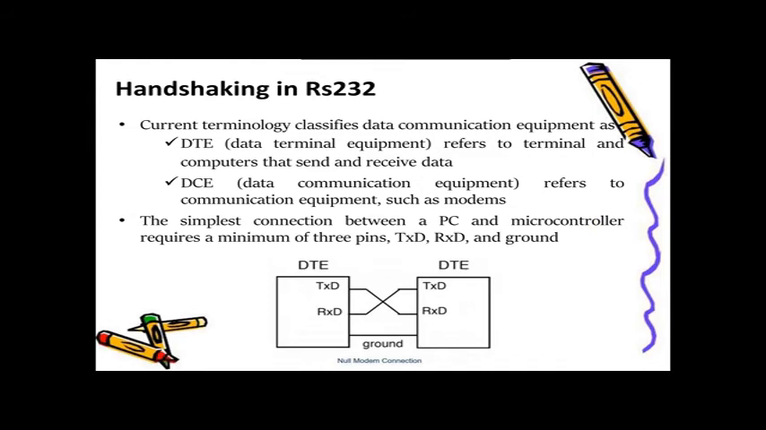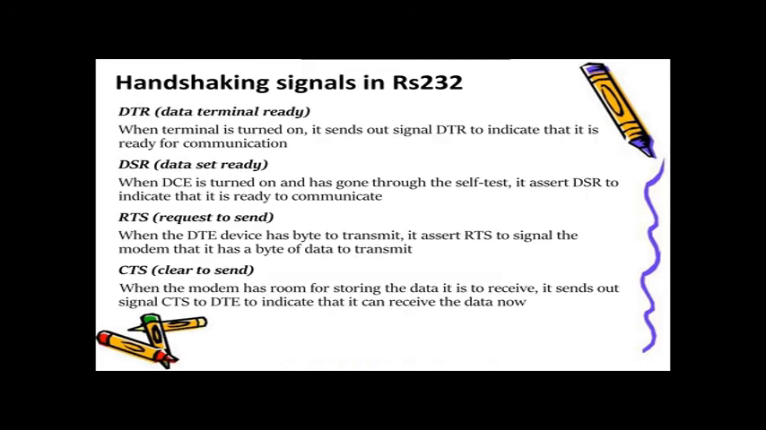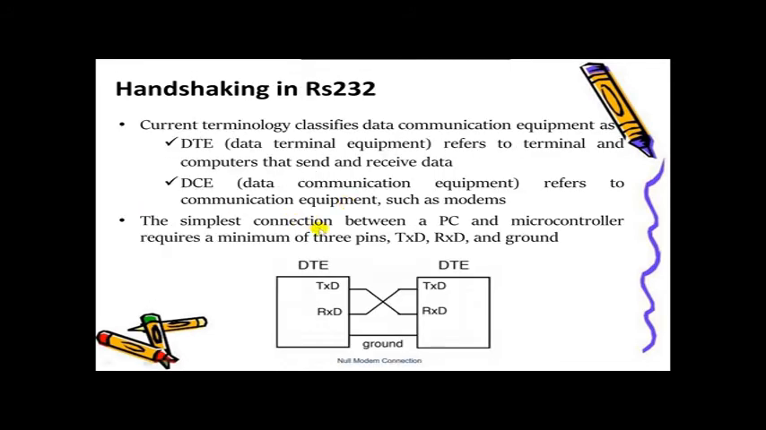The current terminology classifies the data communication equipment as DTE and DCE. DTE is data terminal equipment, which refers to terminals and computers that send and receive the data. DCE, data communication equipment, refers to communication equipment such as modems. The simplest communication between a PC and microcontroller requires a minimum of 3 pins, that is TXD, RXD and ground. So the connection between PC and microcontroller requires only 3 pins, that is TXD, RXD and ground.